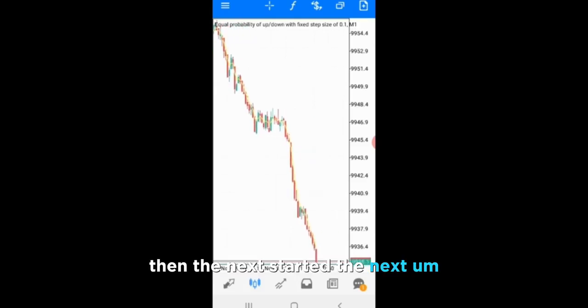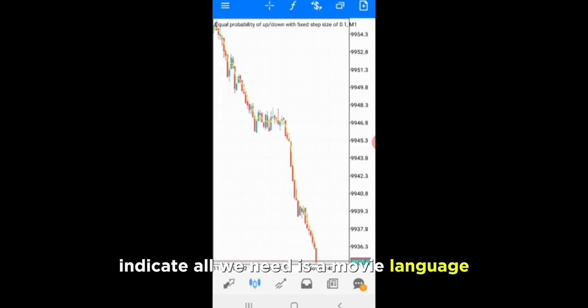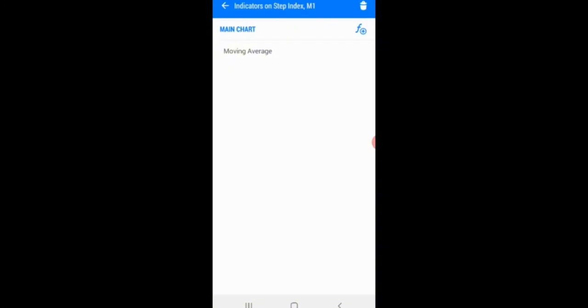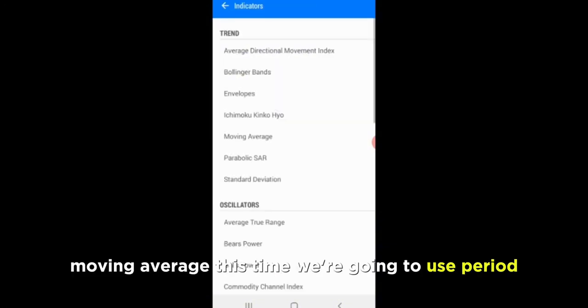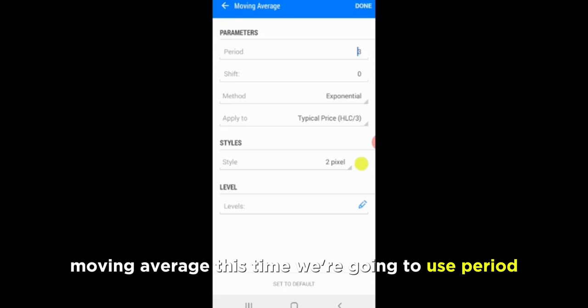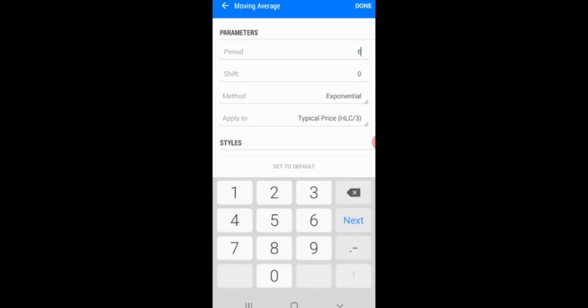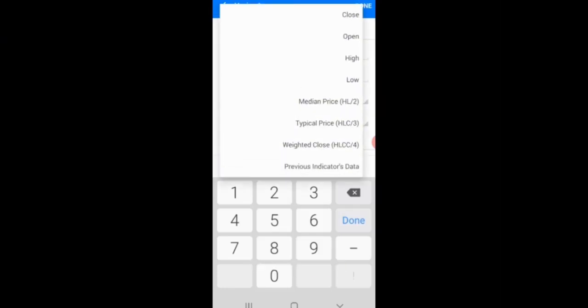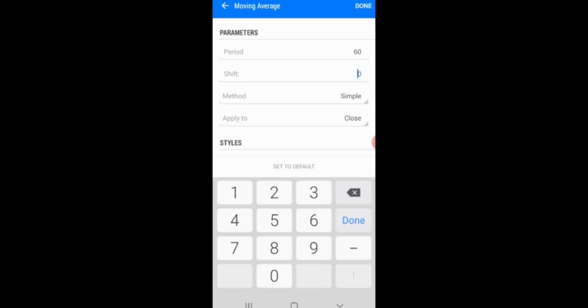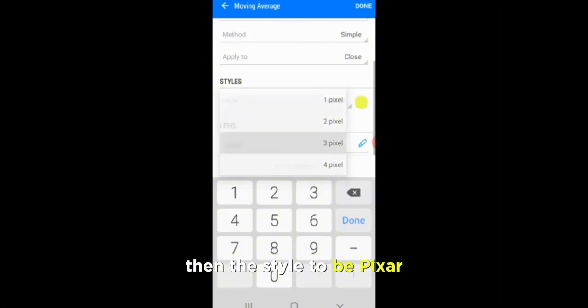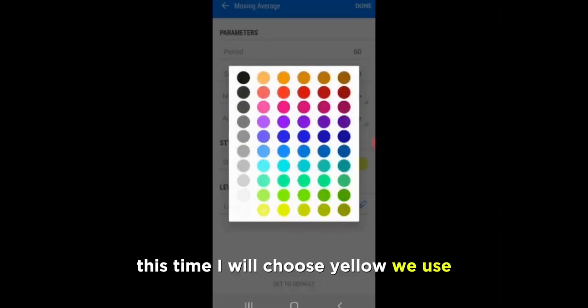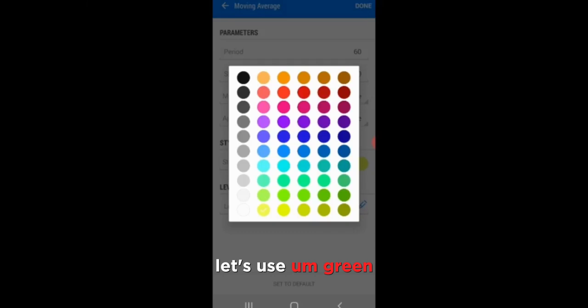Then the next indicator we need is another moving average. Add it. This time we are going to use period 60, shift 0, method simple, apply to close. Then the style is 3 pixels. This time we won't use yellow, let's use green. Okay.